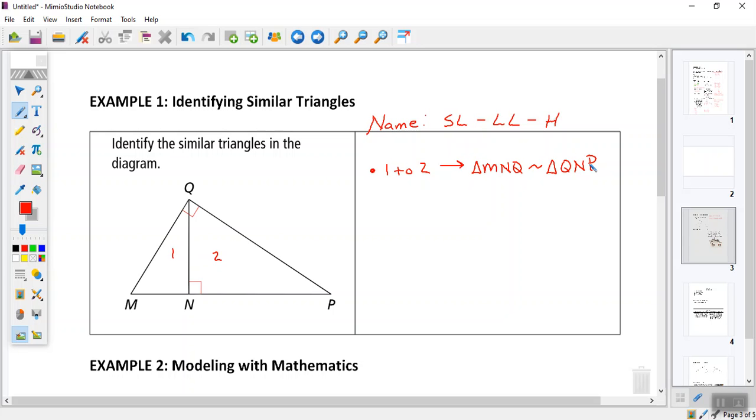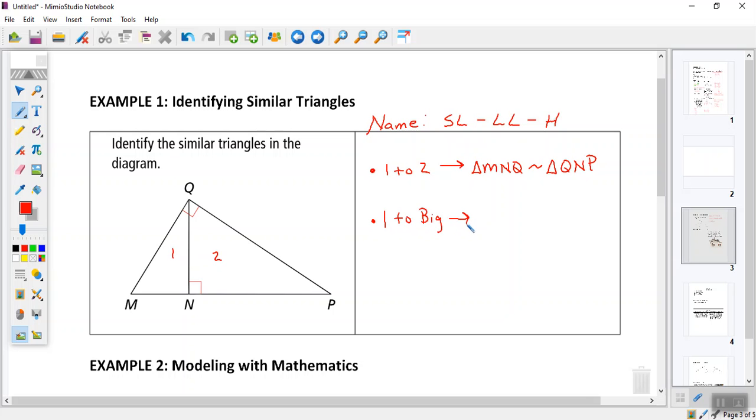We would be comparing M to N, a short leg in triangle 1, isn't it? We would be comparing that to a short leg in QN right here. Isn't that the short leg of triangle 2? Would you guys agree with that? Yay or nay? Yeah. Okay, let's compare triangle 1 to the big triangle.